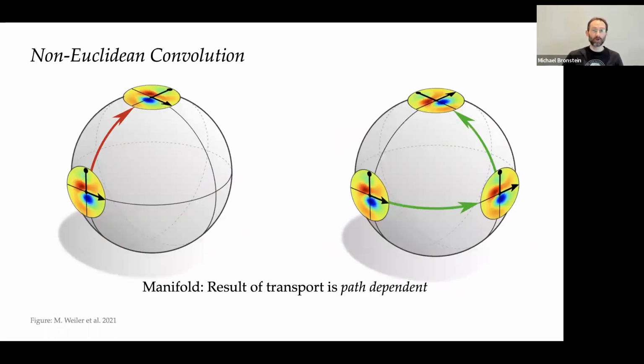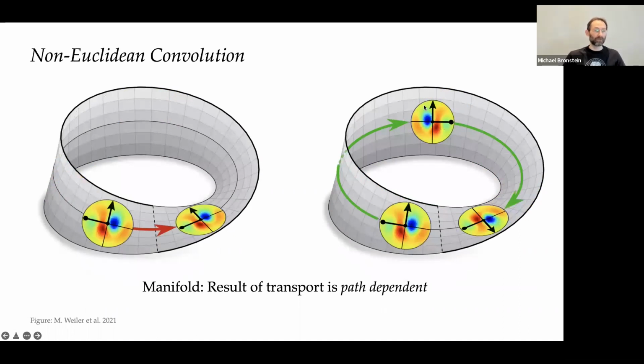On a non-Euclidean domain, this is not necessarily the case. Here, the result of what we call parallel transport is path dependent. So if I go from this point to this point along the red line or along the green path, I will get a different orientation of the filter. And here's another example. This is a non-orientable manifold, the Möbius surface. If I go along the green curve, or if I go along the red curve, I will get the filter flipped. I will get a reflection. So this is just to visualize that on general manifolds, we don't have this luxury of moving a small thing around. We need to be more careful.